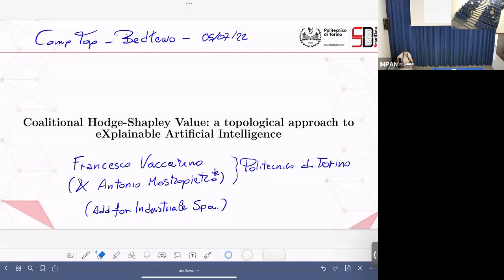So today I will share with you some of the results we have obtained together with my student, who is going to defend his thesis quite soon, Antonio Mastropietro, PhD student. And so this is our joint work. It's a part of his thesis. It's something we have really done together.